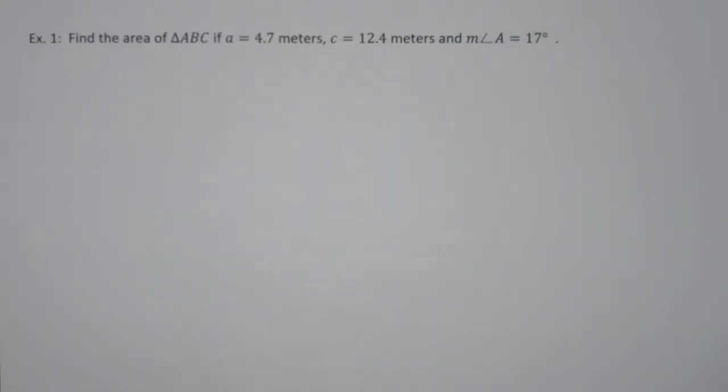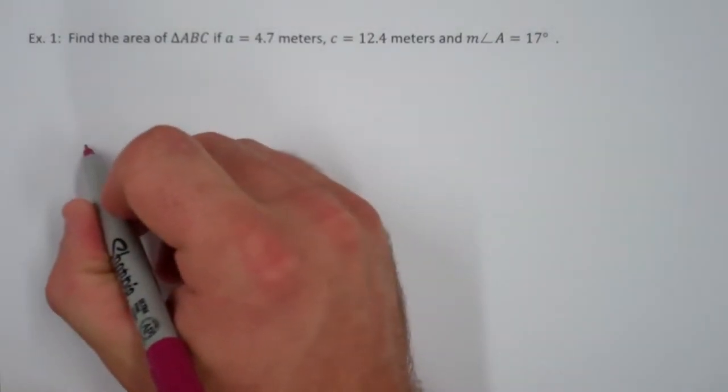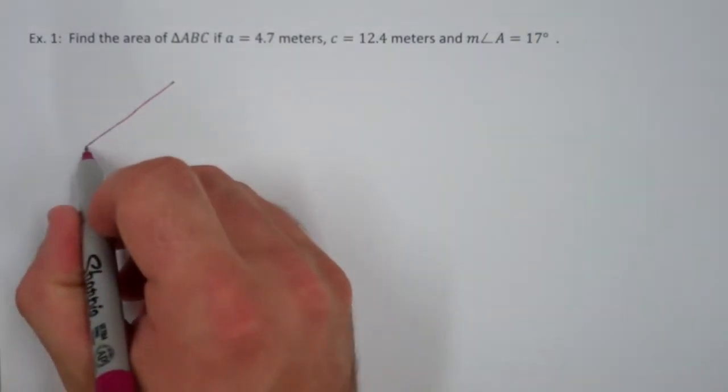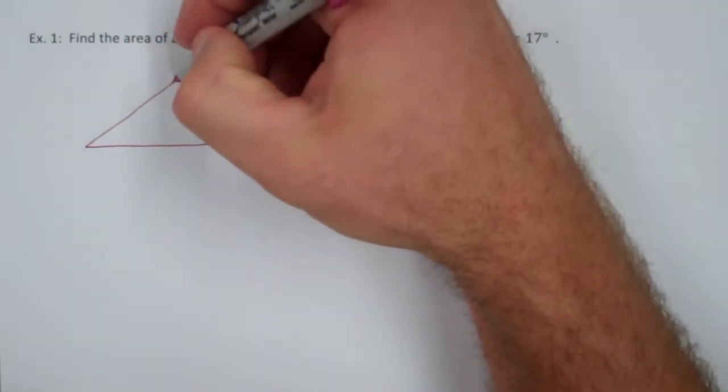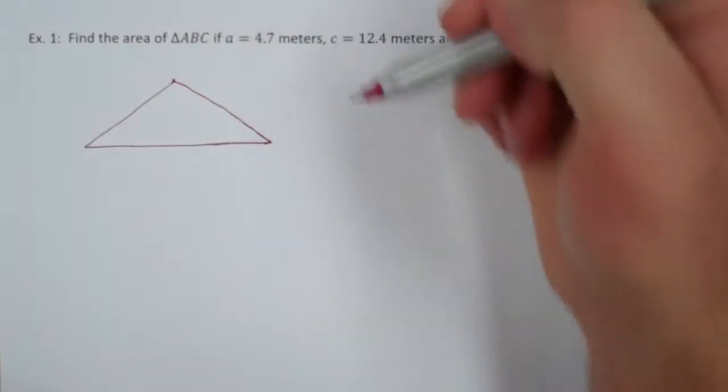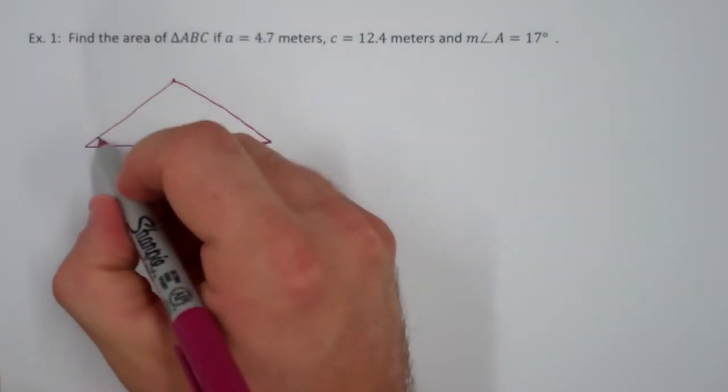In example 1, we need to find the area of triangle ABC. If a is 4.7, c is 12.4, those are both in meters, and the measure of angle A is 17 degrees. While not totally necessary, I do like to try to draw the triangle itself so we can see what's happening.